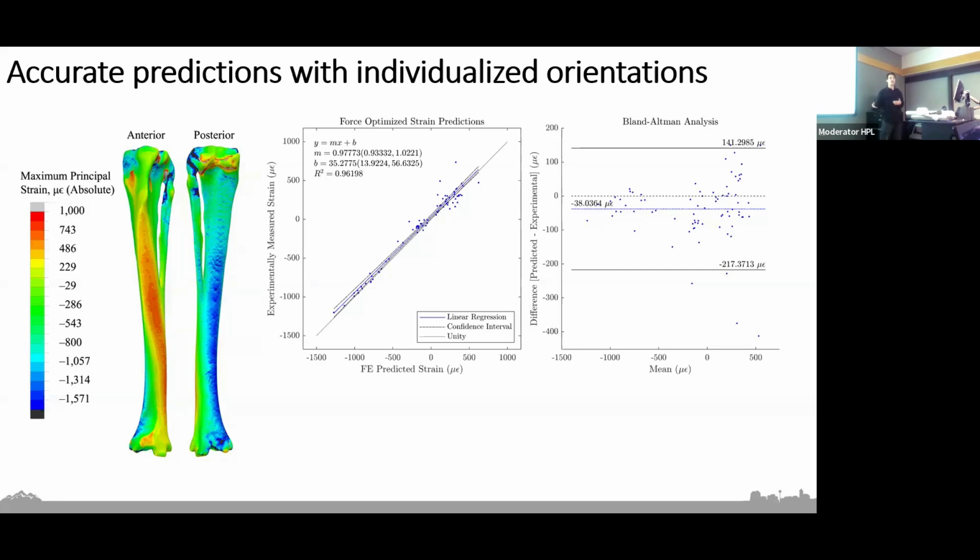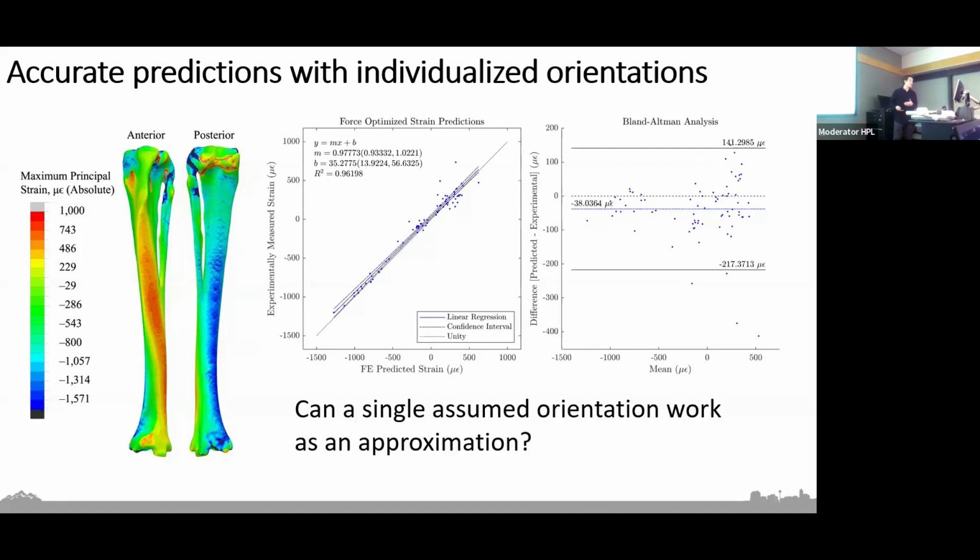It's certainly a useful method, but in the spirit of trying to simplify these models as much as possible, it's still useful for us to know whether or not a single assumed orientation across all bones can actually work as an approximation. And so in order to determine if that can happen, we first need to evaluate how sensitive those strain predictions are to changes in that load orientation.